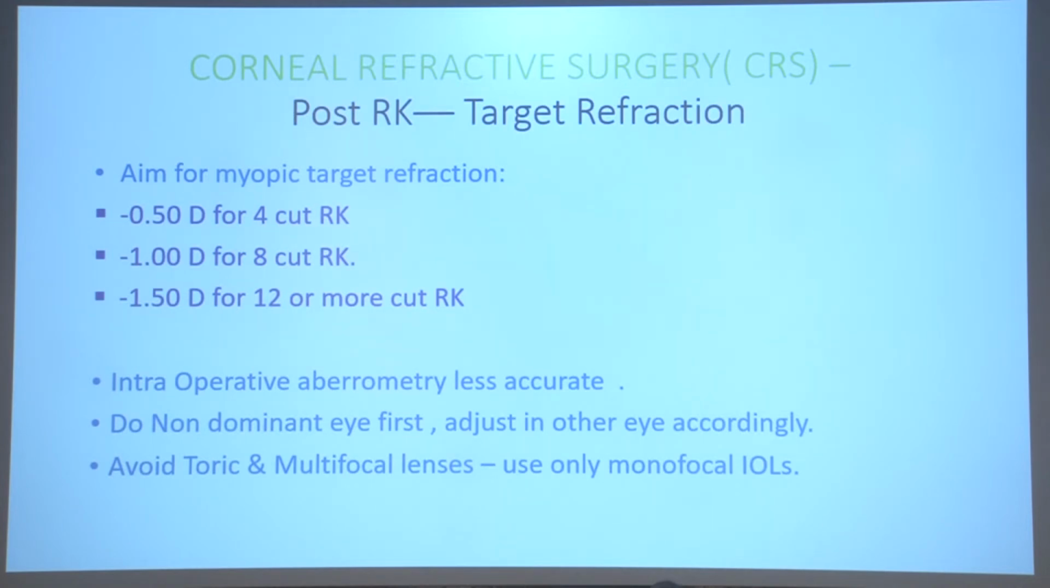Practically, this is not always possible because it also depends on the type of cataract inside the eye, and we have seen that the dominance sometimes changes with the cataract evolution also. And adjust in the other eye accordingly. Of course, we cannot do simultaneous bilateral cataract surgeries in such patients. Avoid toric and multifocal lenses and use only monofocal IOLs.